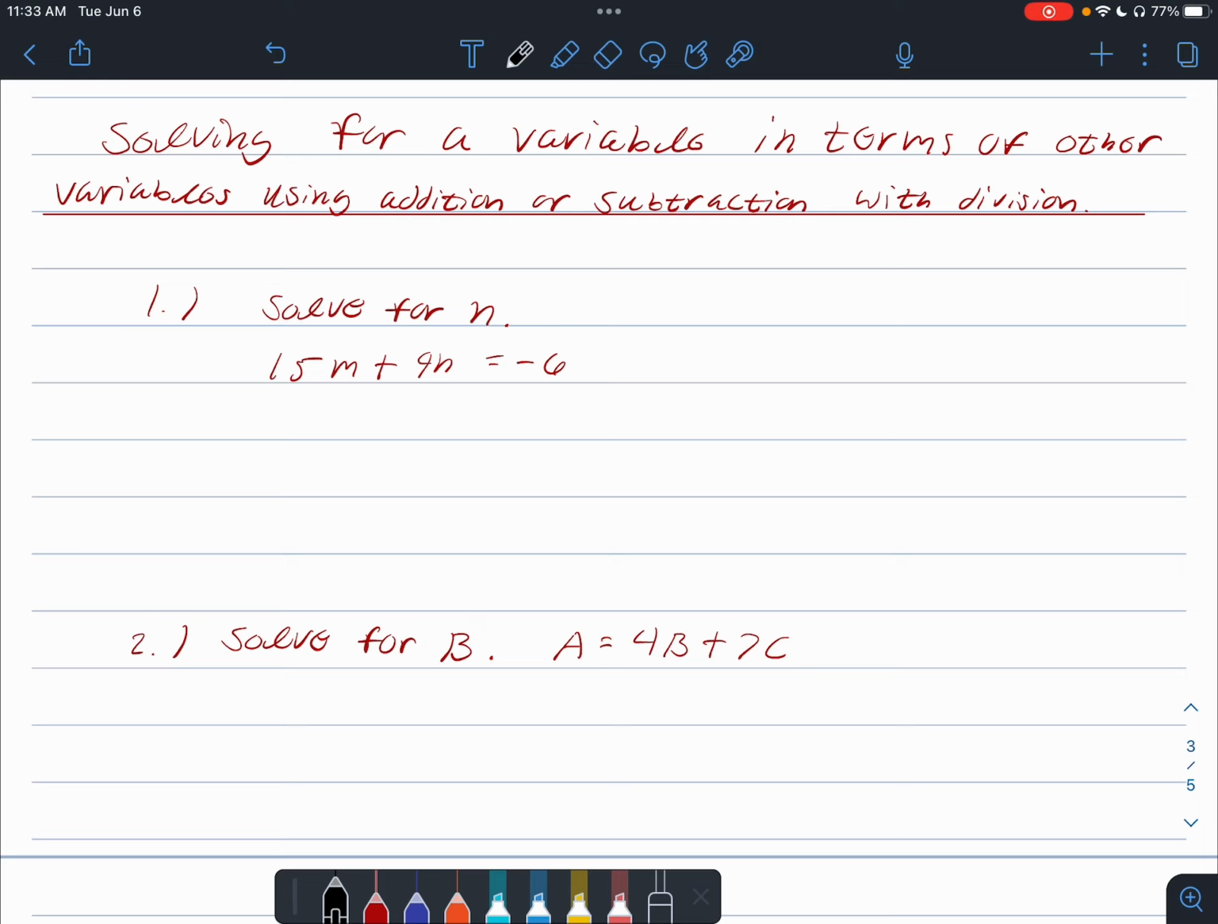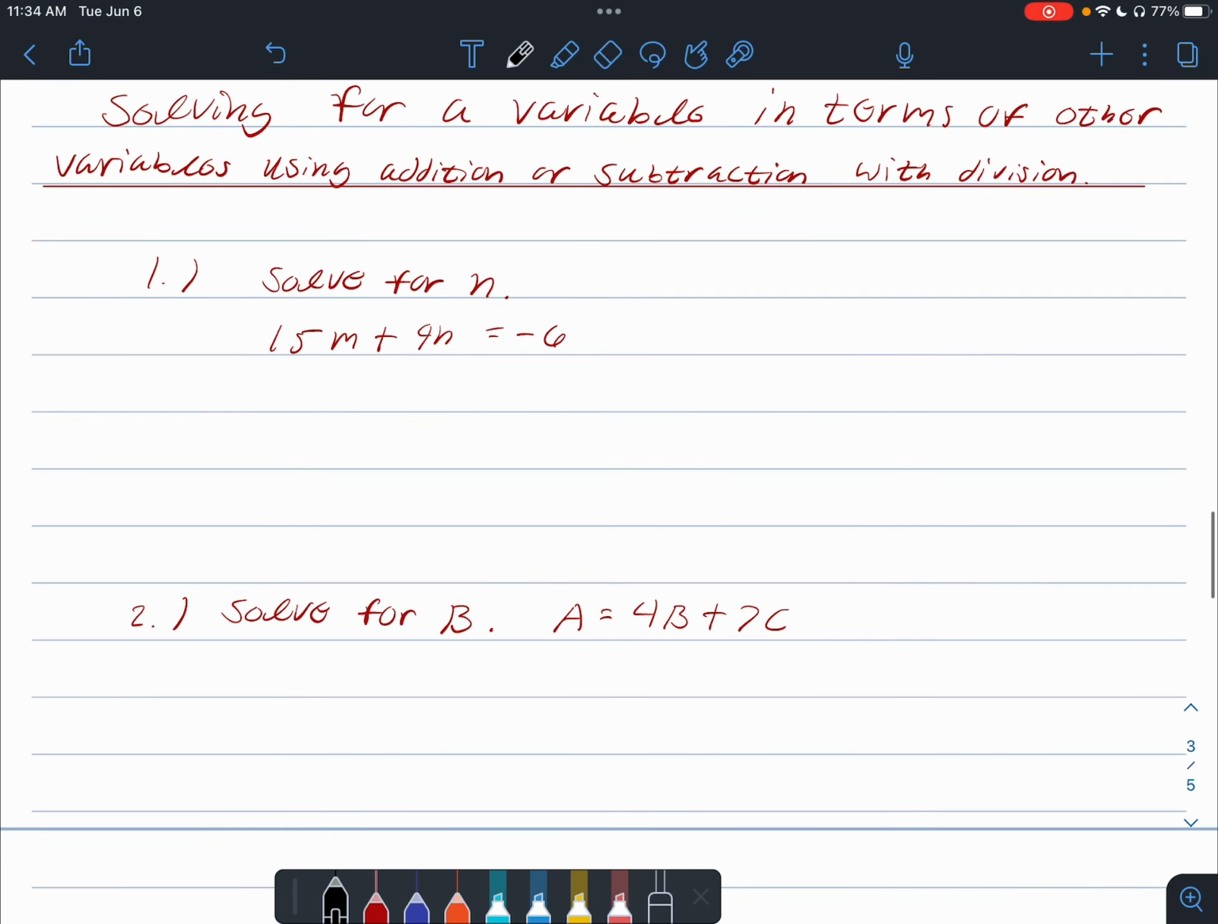The first one, we're going to try and solve for n. Okay, and we're given the equation 15m plus 9n is equal to -6. Don't be intimidated by the multiple different variables here. When we solve for a variable, it's just like it is if we have a single variable. We're trying to isolate that variable all by itself on one side of the equation. The difference there is that we're not going to have all of the variables disappear on the other side. So it's still going to be in terms of some other variable. Okay, so let's see if we can isolate n by itself on one side of the equal sign.